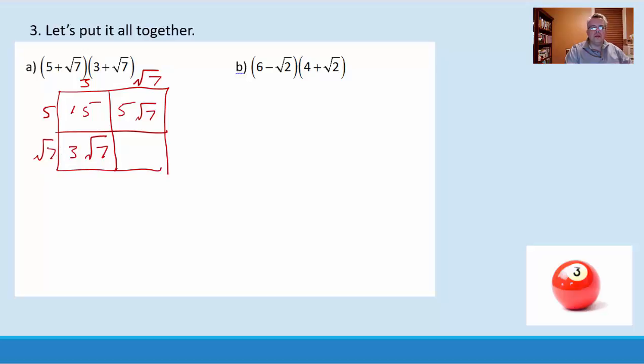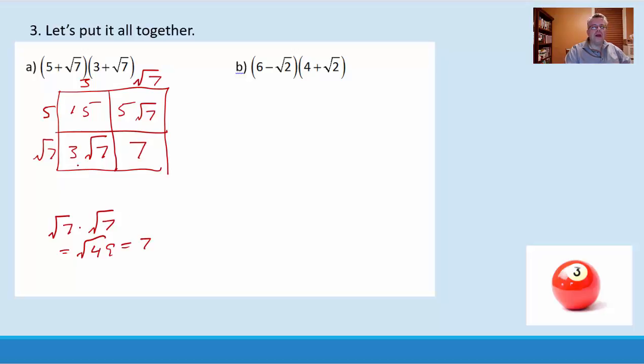Here, I have to be careful. This is square root of 7 times square root of 7. Sometimes I write out this last box on the side to figure it out. So square root of 7 times square root of 7 is square root of 49, which is just 7. Remember, when we multiply the square root of a number by itself, we get just the number, 7.